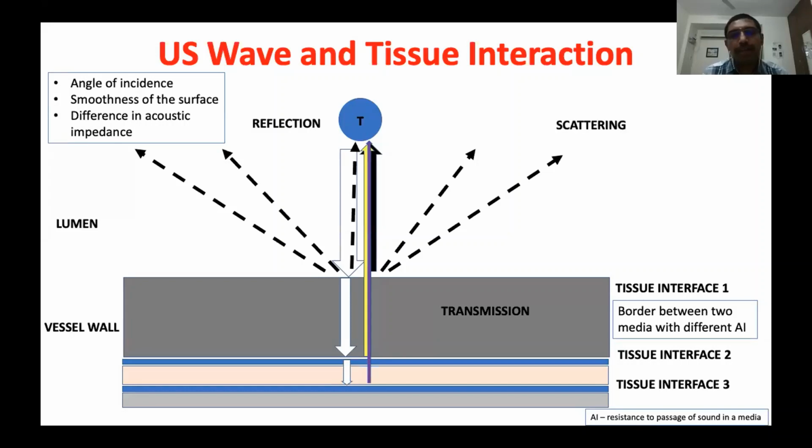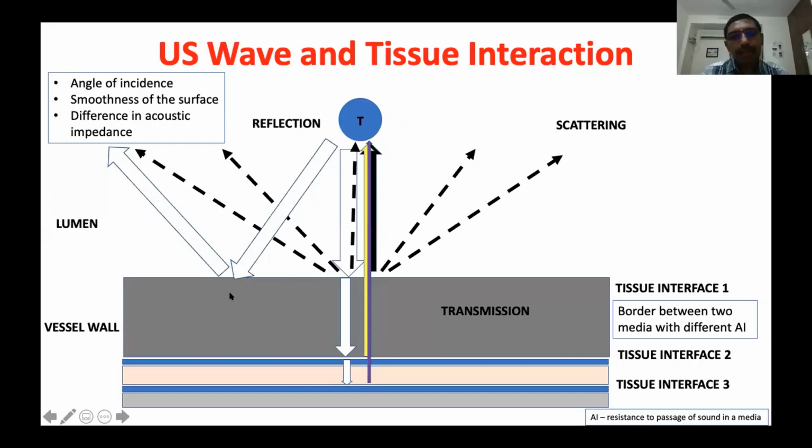Suppose your angle of incidence is not perpendicular. What happens? It just gets reflected at the same angle. So if it is 30 degrees of incidence to the vertical line, it gets reflected at 30 degrees in the opposite direction, and doesn't result in formation of any image. So it doesn't participate in the formation of image because it is reflected away from the transducer. Suppose the surface is irregular and it gets scattered similarly, and part of this wave is reflected back to the transducer for formation of the image.